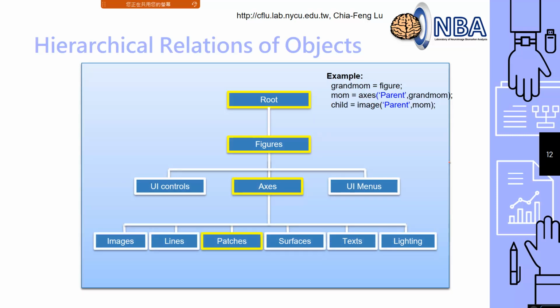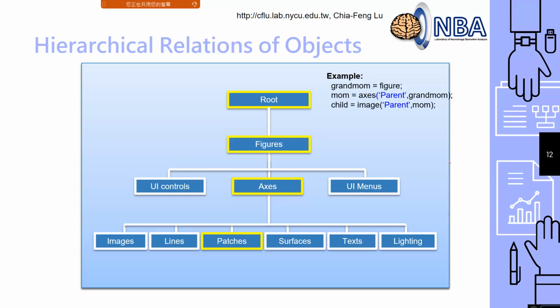We do have another spatial object called patches. We introduced images and lines, right? But today we are talking about patches. You can think of a patch as a small surface. So patches means we try to display a lot of small faces. That is what we are going to do.